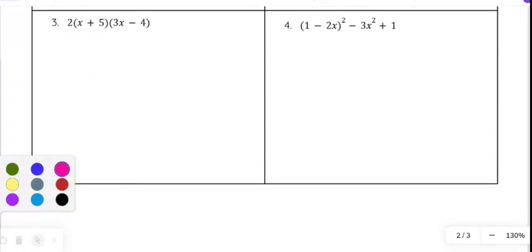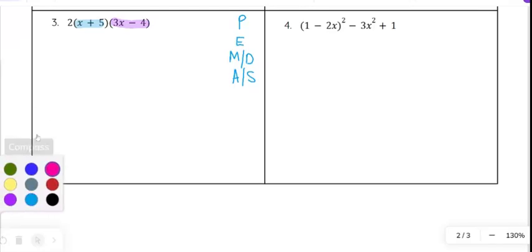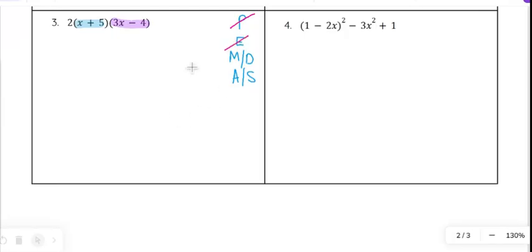Looking at number 3, again, we have a different setup at the start, but we're still going to follow those same steps to get this into standard form. Parentheses, we don't have anything within either parenthesis that can actually be simplified. So within x plus 5, nothing can be combined. Within 3x minus 4, nothing can be combined. So parentheses are done. There are no exponents at all in this one, so that's done.